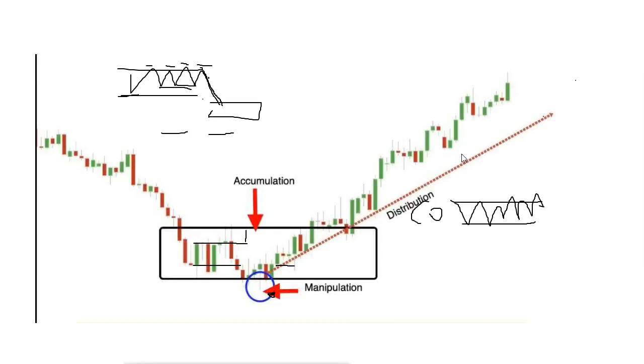And after the manipulation phase, we have the distribution phase. Your distribution phase is the phase you want to be trading. This is the phase you need to capitalize on and trade. Your distribution phase is just whereby you start seeing very sharp moves. They don't waste time. They might stay in accumulation for like 2, 3, 4, 5 hours, 15 minutes, 20 minutes, but within 5 minutes, you see the distribution.